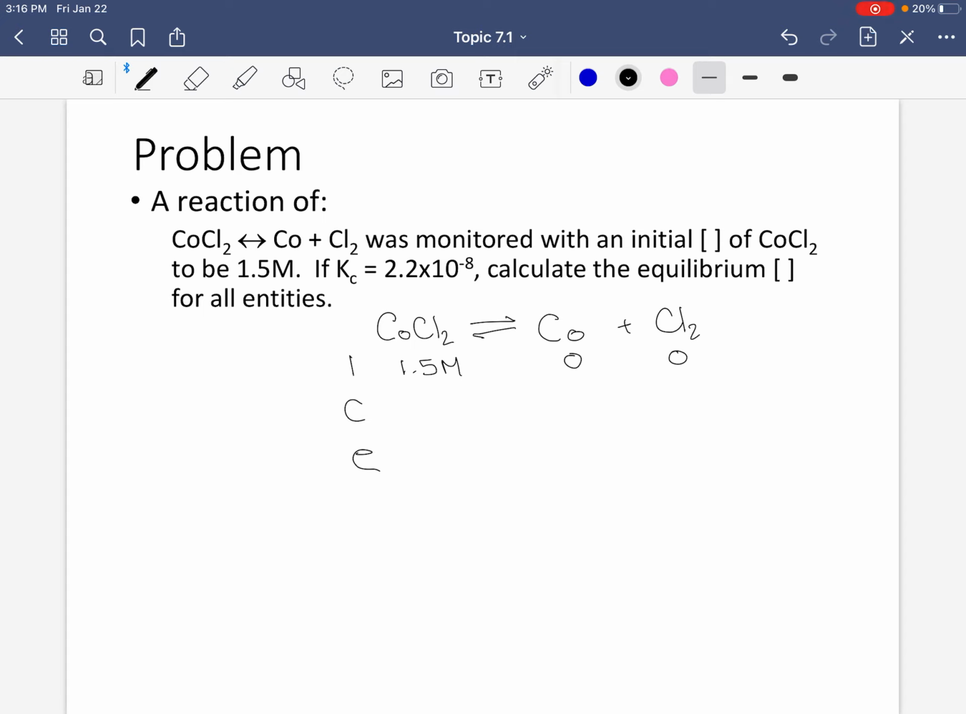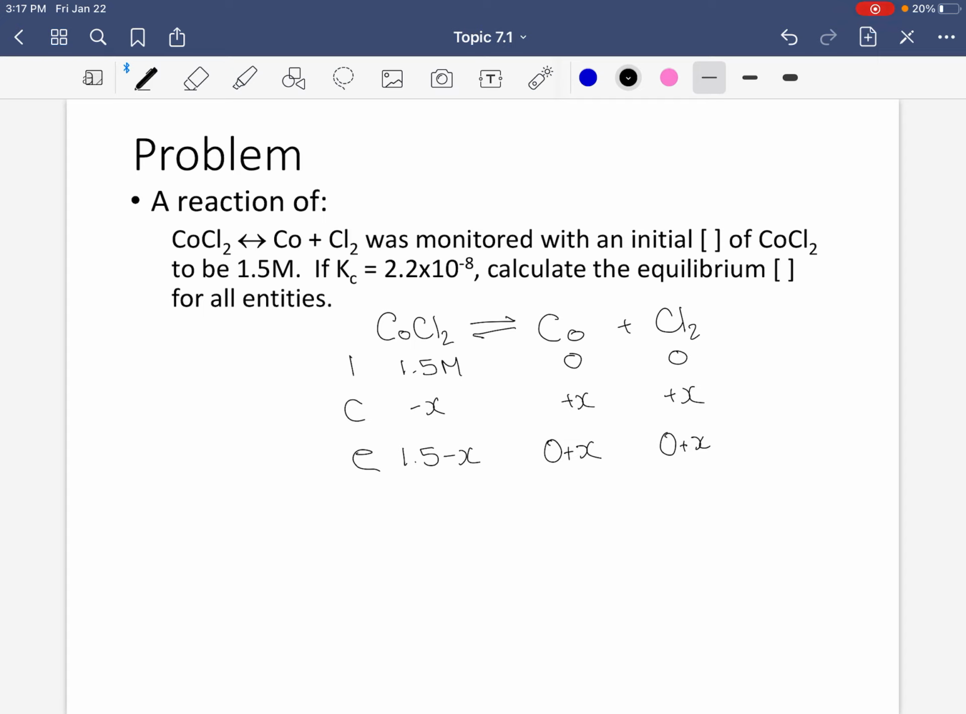The good thing is, this reaction doesn't need to be balanced. So therefore, you're losing 1 mole of something, and you're gaining 1 mole of something, and you're gaining 1 mole of something. So the equilibrium expression is going to be 1.5 minus x. Here is going to be x, and here's going to be x. Or let's make it 0 plus x. Some people like to see that for some reason. I don't know why.